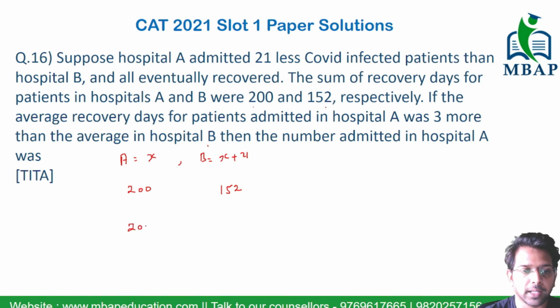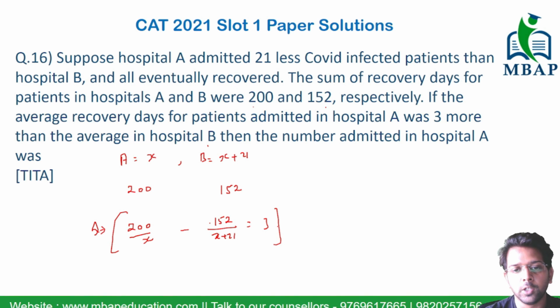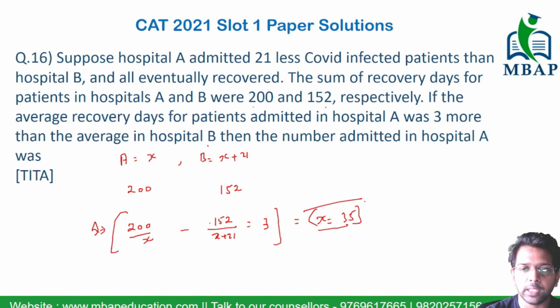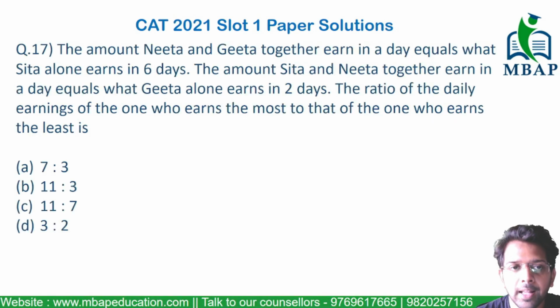So how will we find out the average recovery day for a patient? It will be as simple as 200 upon X. On the other hand, you have got 152 upon X plus 21. And the difference of them will be basically 3. So it's such an easy question for which you need to solve 200 upon X minus 152 upon X plus 21 equal to 3. On solving this, you will find the value of X to be 35. It's a quite easy question, and I'm sure all of you have solved this question really well in the exam also. Let's take the next question.